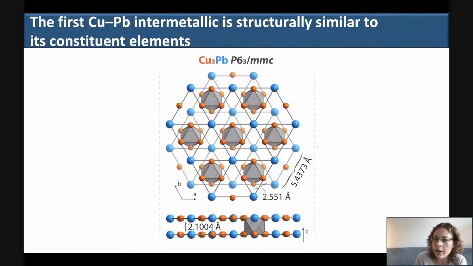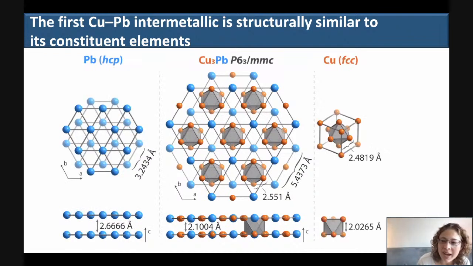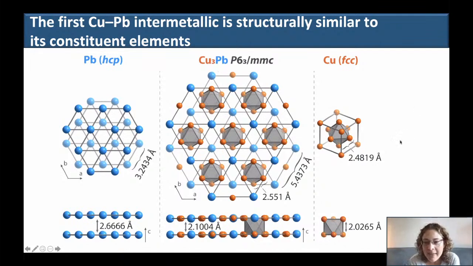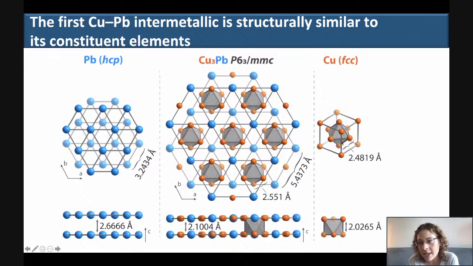And we were able to synthesize a new copper lead intermetallic compound shown here. And there are two cool things about this structure. One is that you can actually view it as an amalgamation of the lead structure and the copper structure at the particular pressure of formation, which is about 16 GPa. And so you can see that you have this lead HCP phase, and you can kind of imagine it expanding into this central lead HCP structure, and these copper octahedra, which are inserted into this structure.